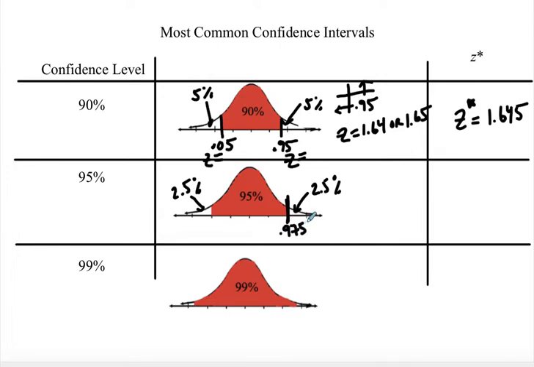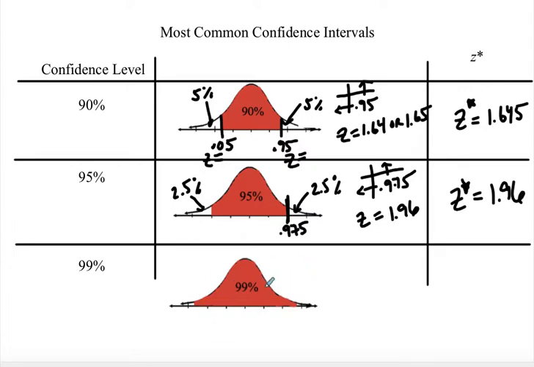0.975. And if we look up the closest thing to 0.975 on our Z chart, we are going to get a Z score of 1.96. So that means that every time we do a 95% confidence level, we're going to have a Z star of 1.96.